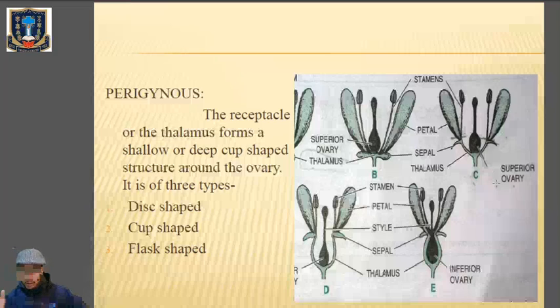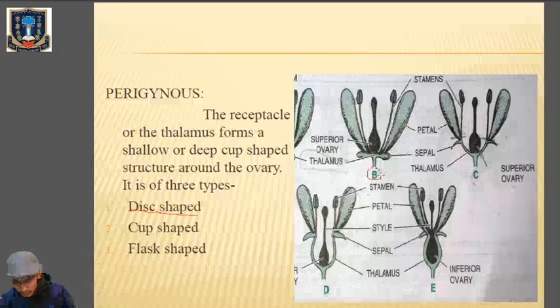Clear? So we are first going to discuss the disc shaped perigynous flower. Follow figure B on page number 5.45, figure 5.7a. Figure B is the disc shaped perigynous flower. Here in the disc shaped, the thalamus is flat. Can you see over here? The thalamus is flat, and the gynoecium lies in the center. At the center you will find the gynoecium. This one is the gynoecium part, this one is the ovary part.